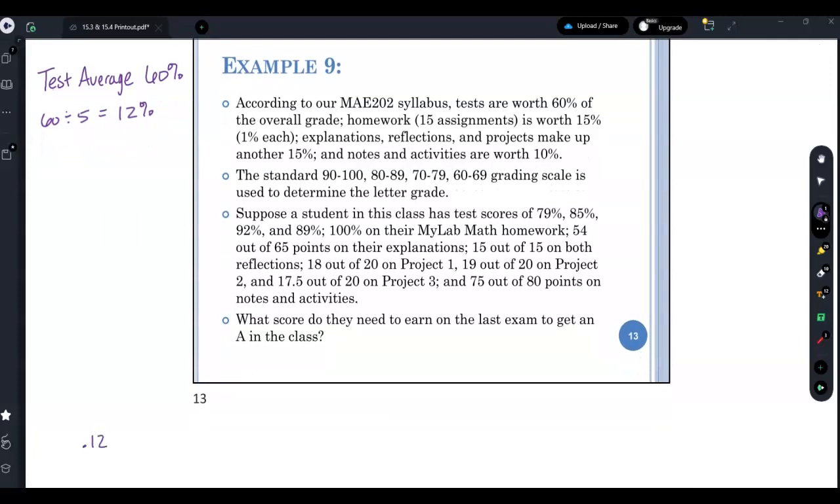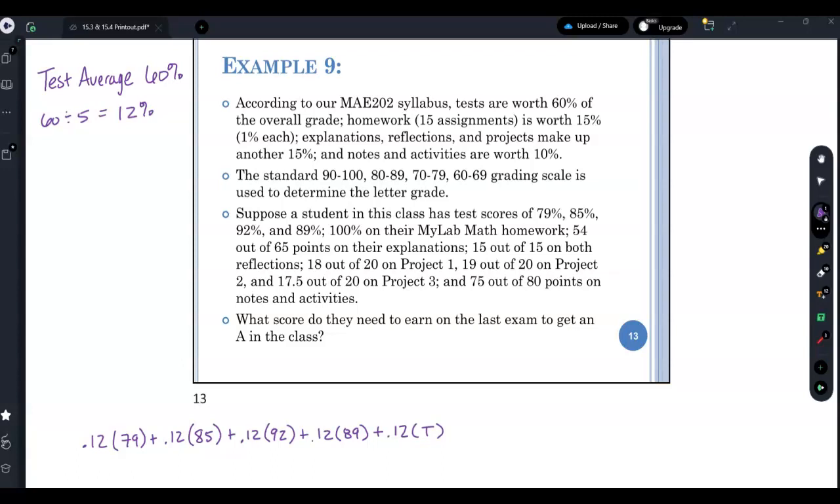So I could do 0.12 times their score on the first test, which was a 79, plus 0.12 times their score on the second test, 85, plus 0.12 times their score on test 3, which was a 92, plus 0.12 times their score on test 4. And then I'm going to do 0.12 times their score on the 5th test. I'm just going to use T for test because I don't know what that 5th test is yet. But this would be how I could do this individually. I could also add up those 5 and divide by 5 and then multiply by 0.6 for 60%, but I don't know that 5th test.